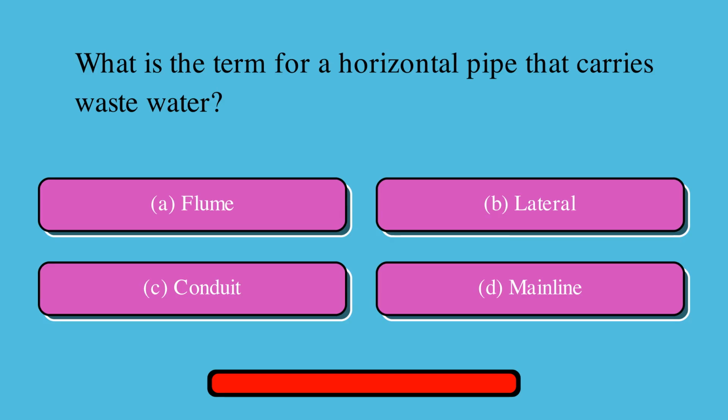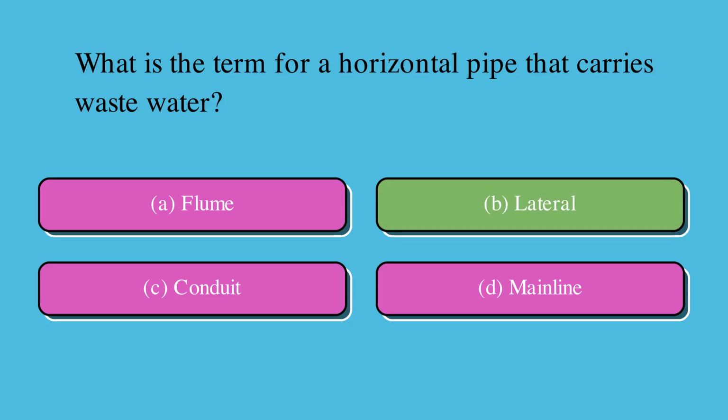What is the term for a horizontal pipe that carries wastewater? A. flume, or B. lateral, or C. conduit, or D. mainline? The correct answer is B. lateral.